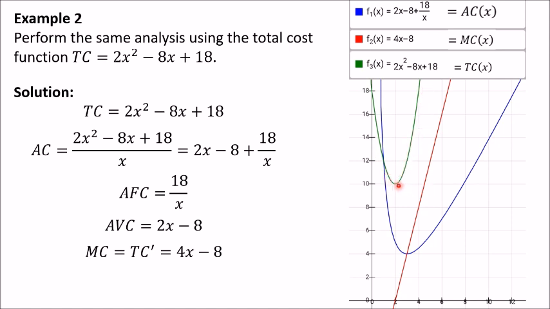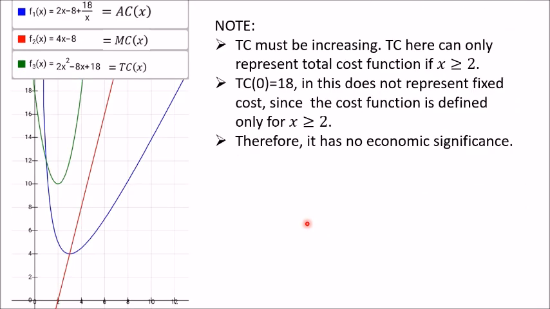Ibig sabihin, pwede lang ito maging total cost function kapag yung x ay mag-umpisa dito sa value na to. If you look down, this is 2. X must be greater than 2 para mag-increasing siya. So, paano mga analysis dito? This one. TC must be increasing. So, here. Hindi ito pwedeng gawing TC, not unless x is greater than or equal to 2.